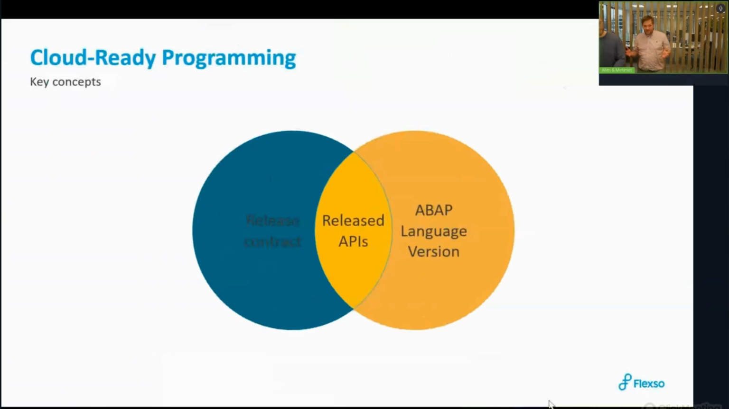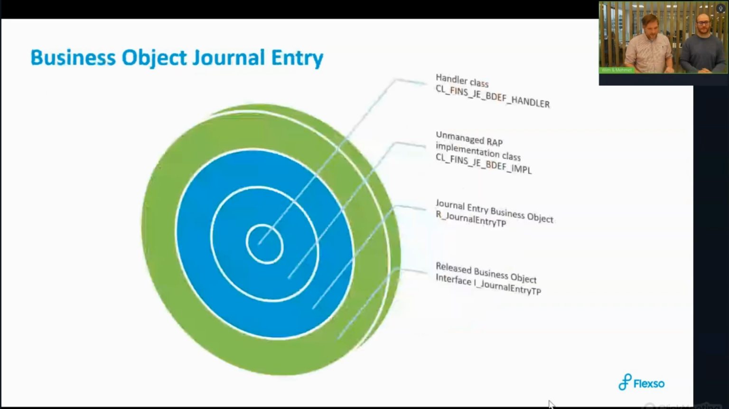So thanks, Mehmet, for pointing out some cloud-ready principles, also showing us what not cloud-ready programming is with the ATC check, and finding out already that there is a released API that we can use to fulfill our business case. So now I'm going to make it a bit more concrete. I'm going to dive into the business object, which Mehmet found, to see how we can use it.